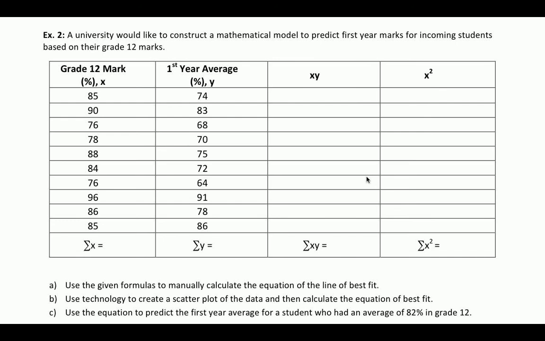Now, you'll notice this chart is much smaller. We have an xy, and we have an x squared. And so, again, we're going to go down this list and say, okay, what's the sum of x? If I add up all these grade 12 marks, I get 844. Let's do the same in my calculator: sum up all the y's, I get 761. All right, so piece by piece, x times y, the first value and the second value.